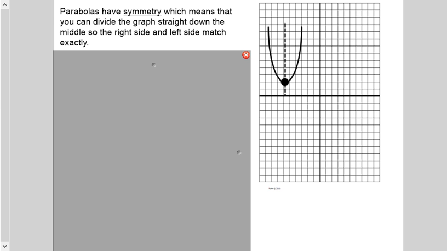I mentioned in class that there's lots of vocabulary, so we have to get this vocabulary out of the way first. Parabolas have what's called symmetry. Symmetry comes from the word same. What this means is that you can divide the graph straight down the middle so that the right side and the left side are the same. They match exactly. Symmetry means that the right half and the left half match each other exactly.